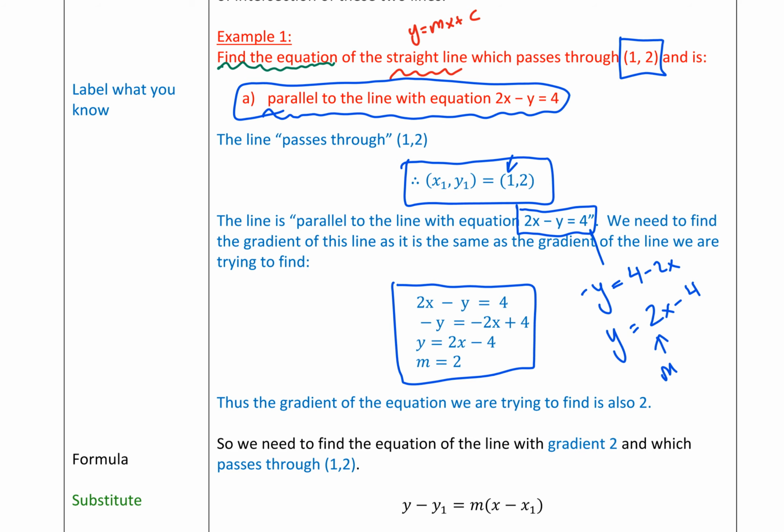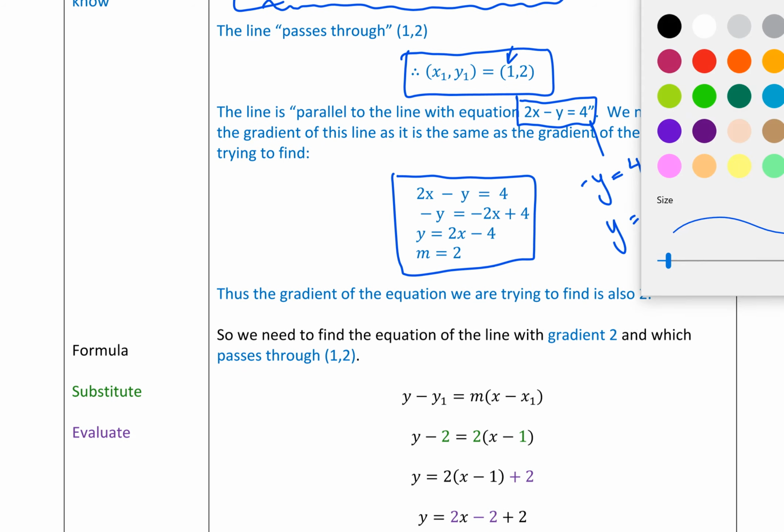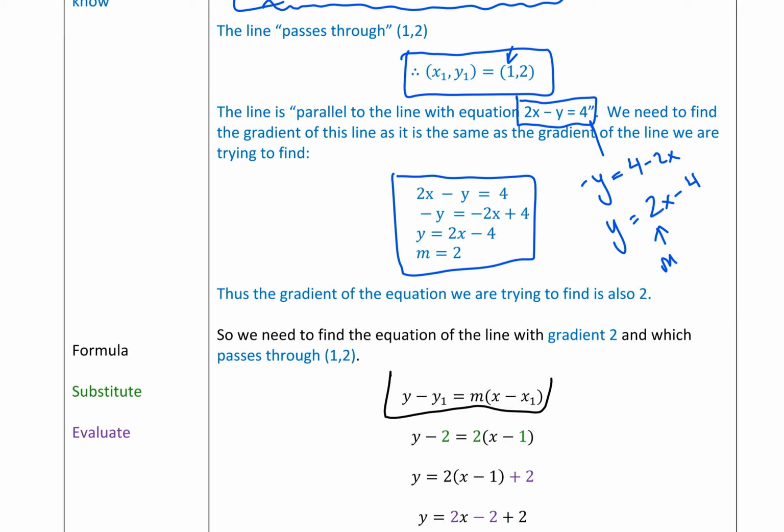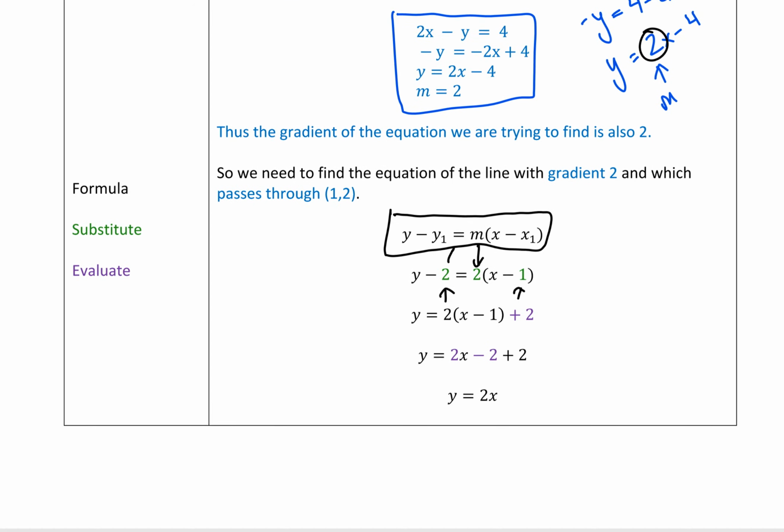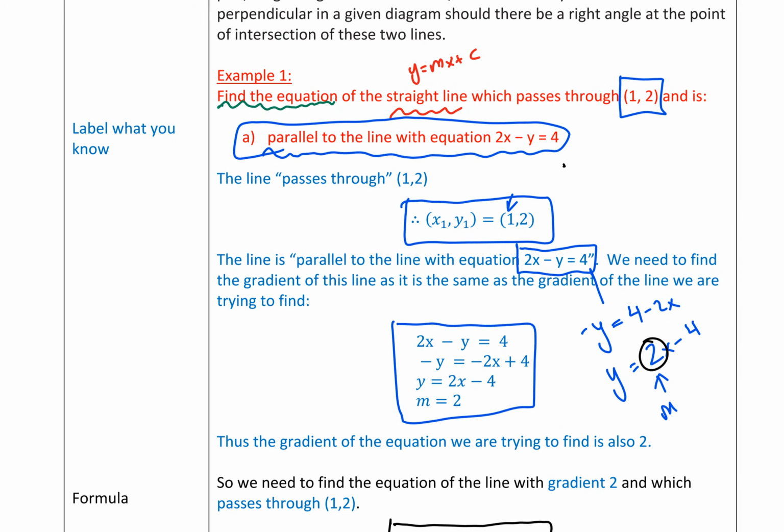So in order to find the line that I want, I'm going to use a formula. This is my formula here: y - y1 = m(x - x1). Now subbing in my gradient, which we said was 2, and my point (1, 2), when x is 1, y is 2, you'll find that we have an equation we can solve, that is y = 2x. So this is the equation of the line that is both parallel to this equation and passes through that point.